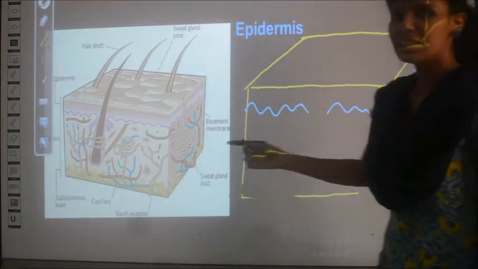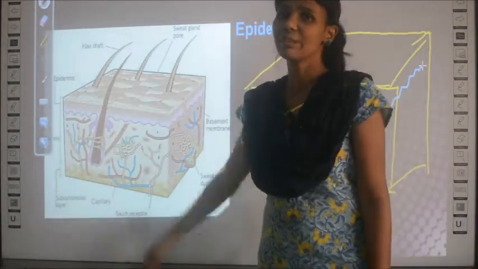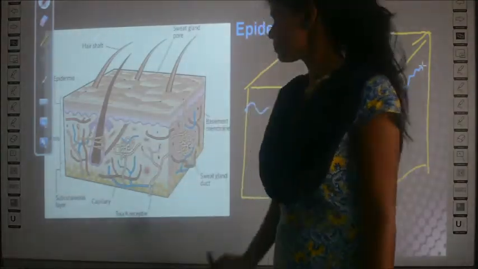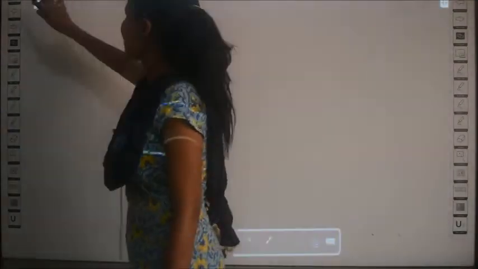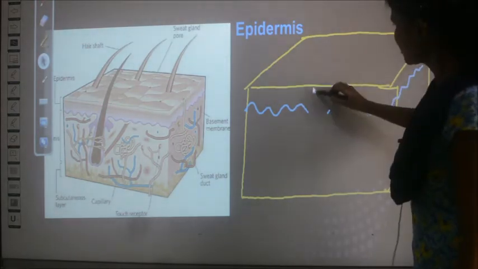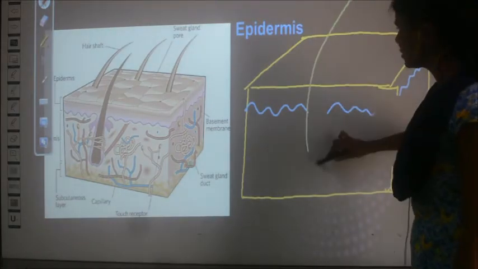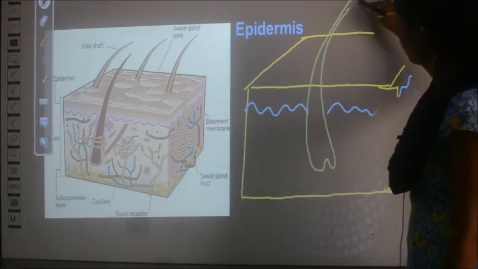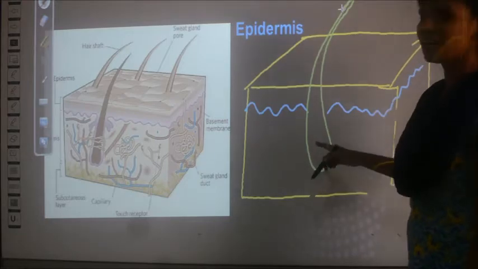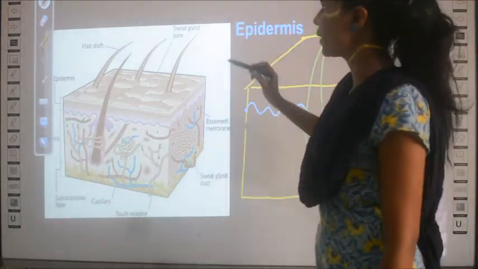And in some places, where I have not drawn here, there is something here. What is this? This is the hair. It is actually called the hair shaft. So next we can draw the hair shaft like this. Like this you can draw the hair shaft. Surrounding the hair shaft also, the epidermis layer continues, right? So you can also mark it with blue color again.